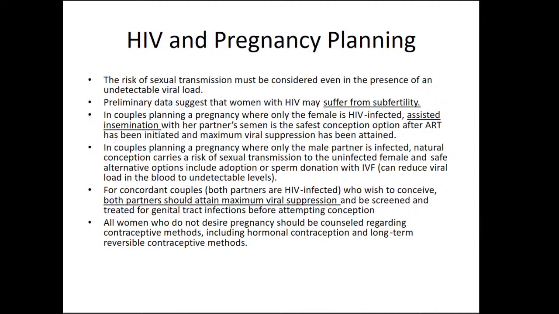For those couples, by the way, hormonal contraception, hormonal pills, is a method of choice, and long-term reversible contraceptive methods like IUDs, intrauterine devices, can be used. And for those couples who do not want to have babies anymore and want permanent methods of contraception, tubal ligation or vasectomy for males can also be considered.